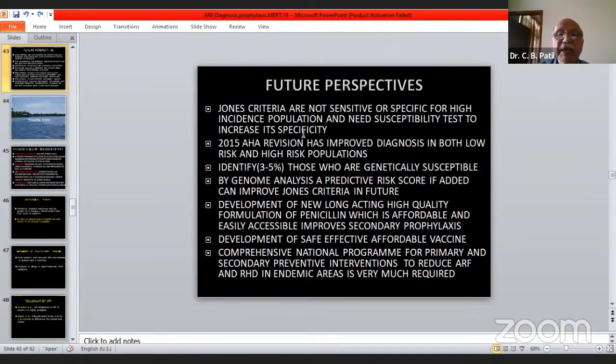Development of a new long-acting, high-quality formulation of penicillin, which is affordable and easily accessible, improves secondary prophylaxis. Development of a safe, effective, affordable vaccine is a need, but it is difficult. Comprehensive national programs for primary and secondary prevention, and preventive interventions to reduce acute rheumatic fever and rheumatic heart disease in endemic areas, are very much required.